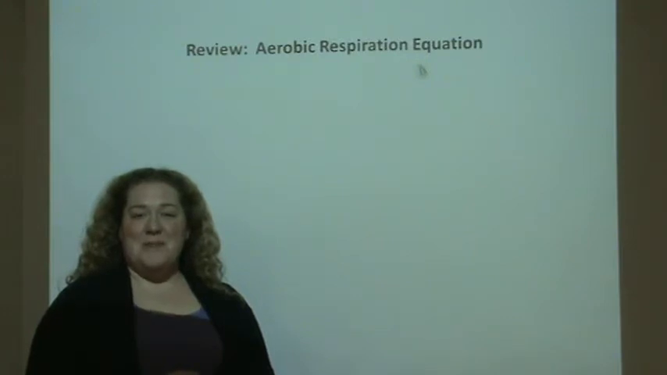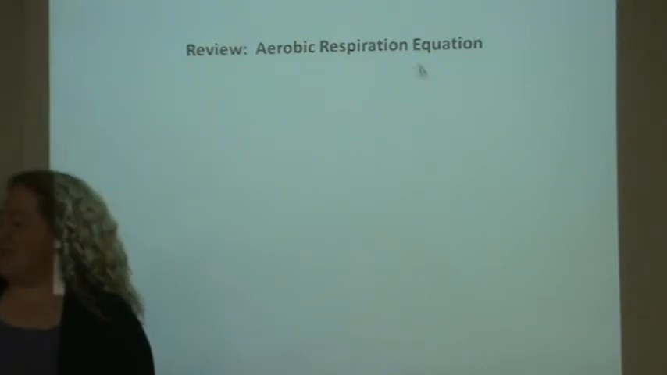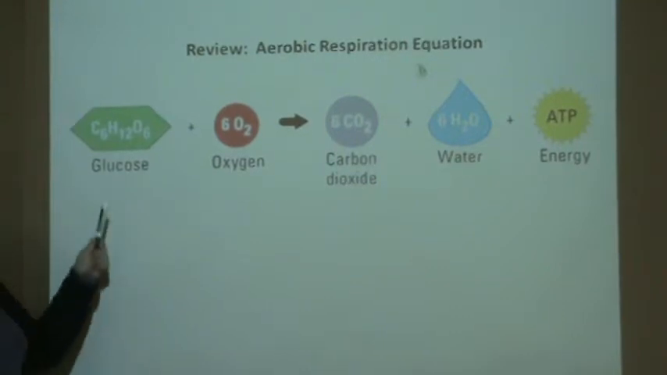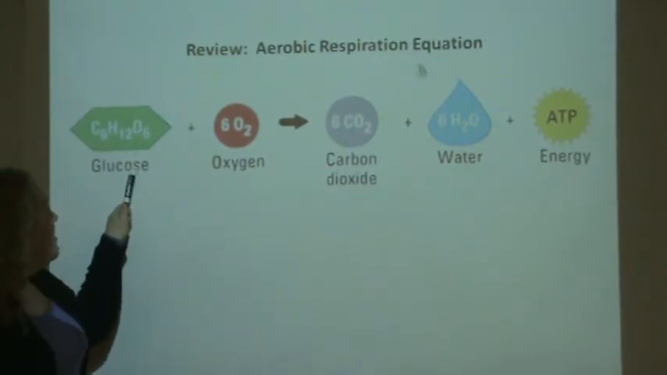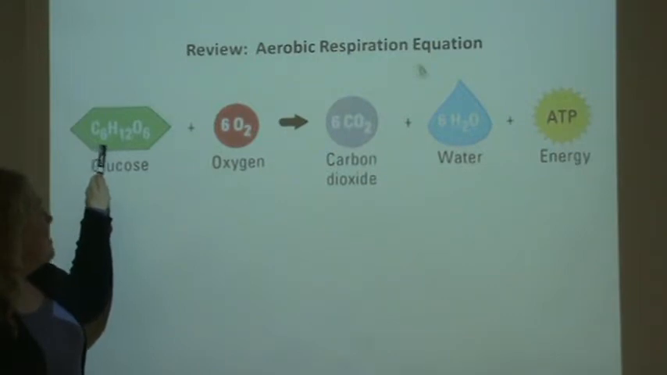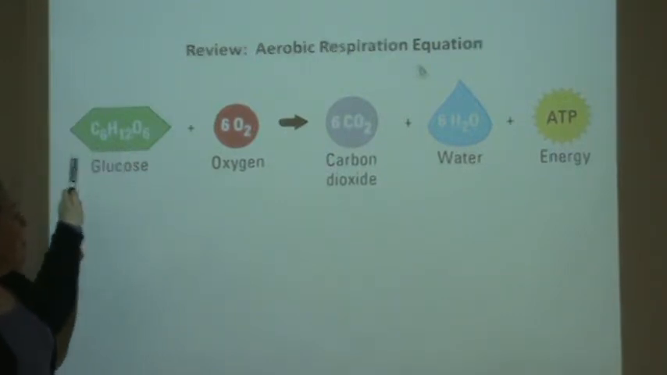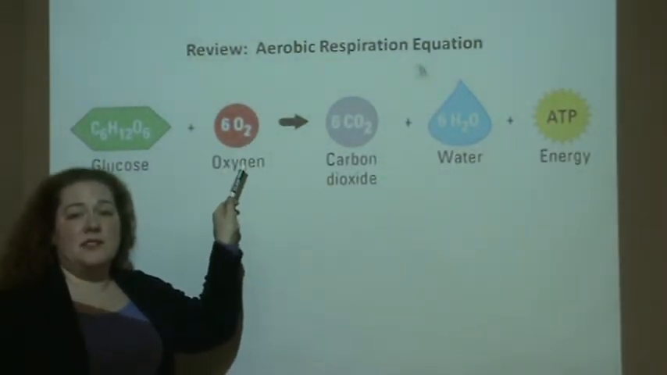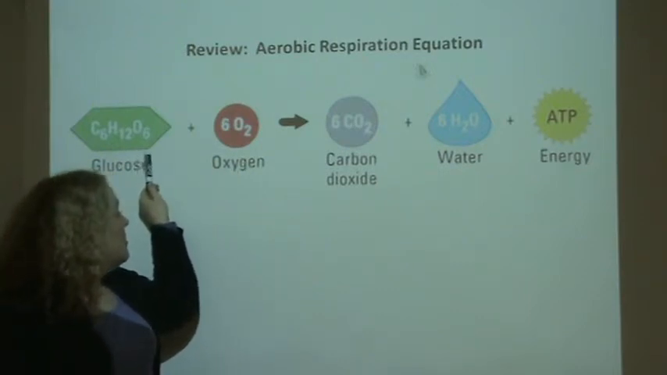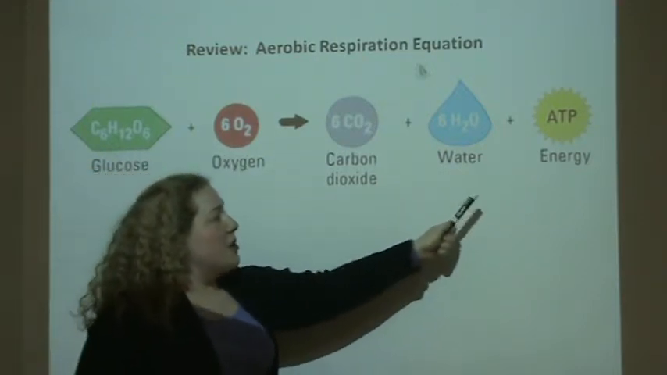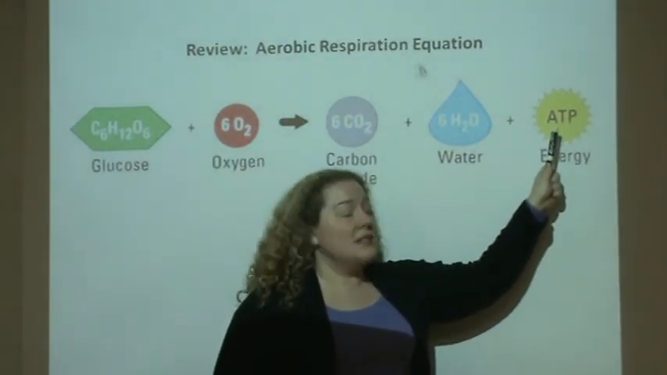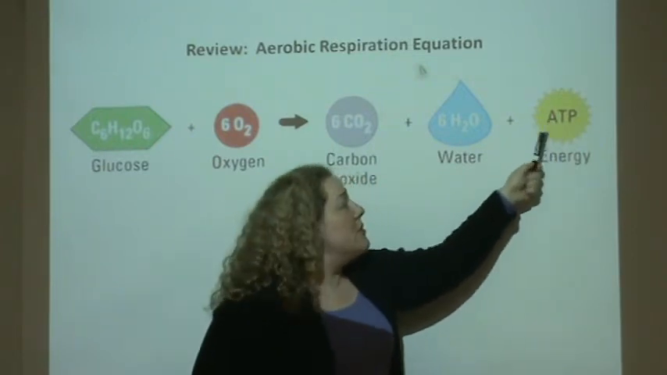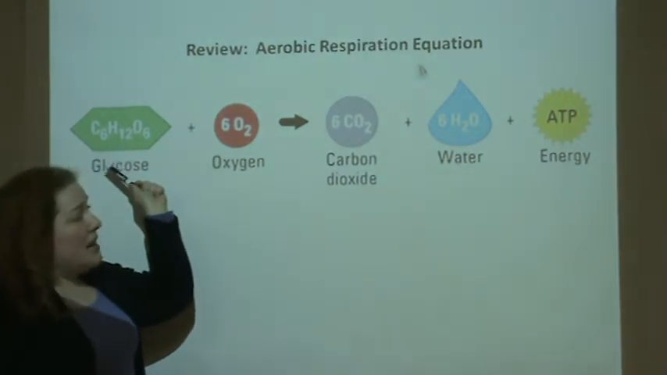You remember it, right? You need to have it memorized for your exam. And if you don't have it memorized yet, here it is. So we are starting with glucose, which is a monosaccharide sugar, chemical formula C6H12O6. And this process of aerobic respiration is talking about the burning of glucose in the presence of oxygen. So we are burning glucose in the presence of oxygen for the purpose of making ATP energy for the cell.